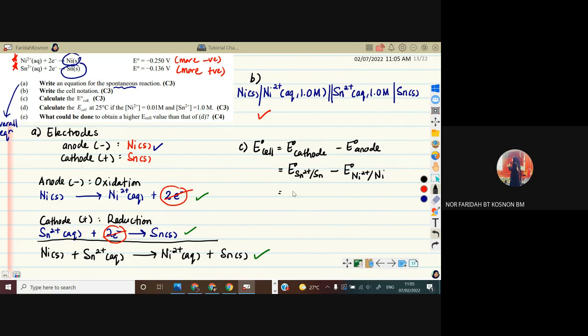And then substitute the value given already in the question. Tunjukkan penggantian. So hati-hati dengan positive and negative sign. So this one is negative 0.136 volt. Minus for nickel, negative 0.250 volt. So you will get the answer for E node cell is positive 0.114 volt. Okay, so formula atau penggantian mesti tunjuk and of course final answer dengan dia punya unit. Tak ada unit salah.